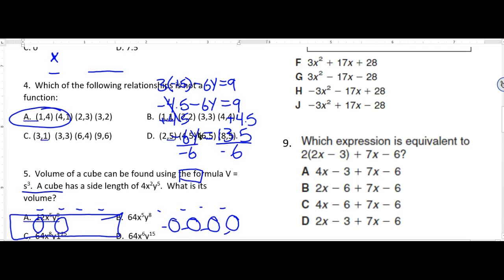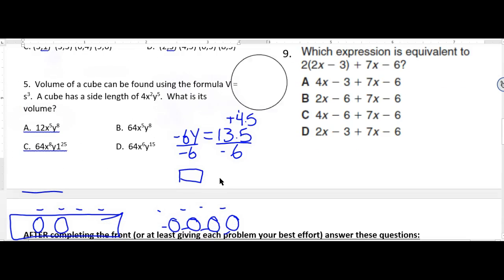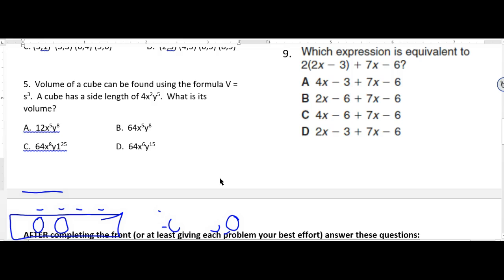Number 5. Volume of a cube is s to the third power. They give us the side length, 4x squared y to the fifth, so I'm going to plug that in to s. So I get volume equals 4x squared y to the fifth to the third power.